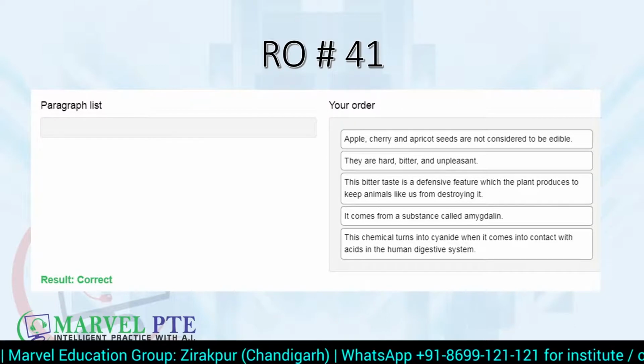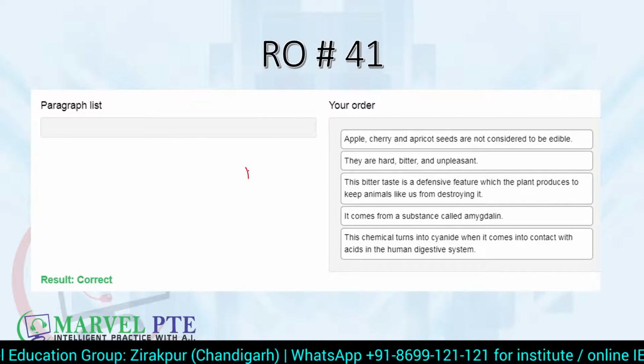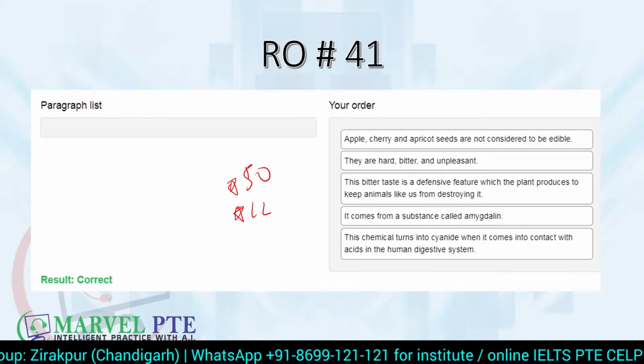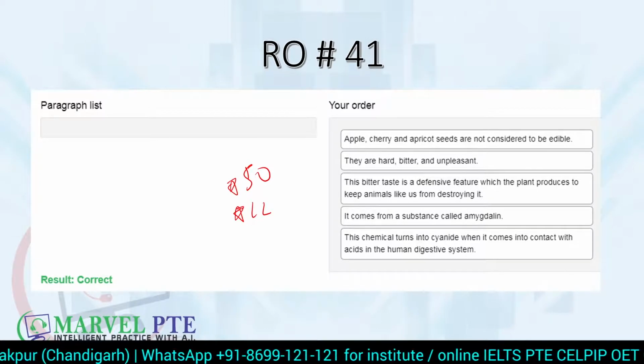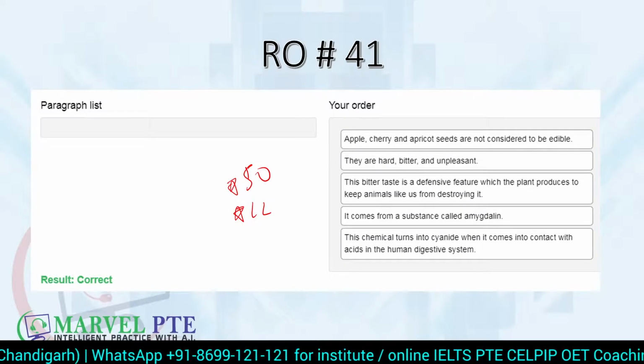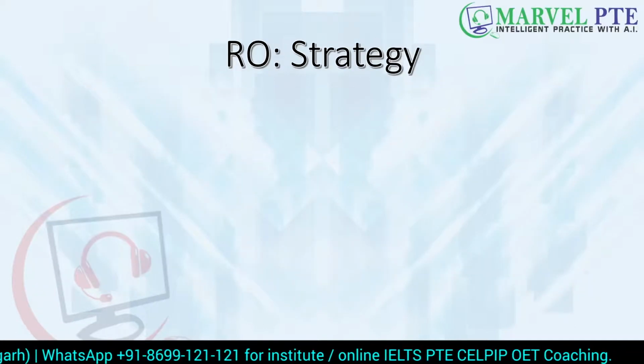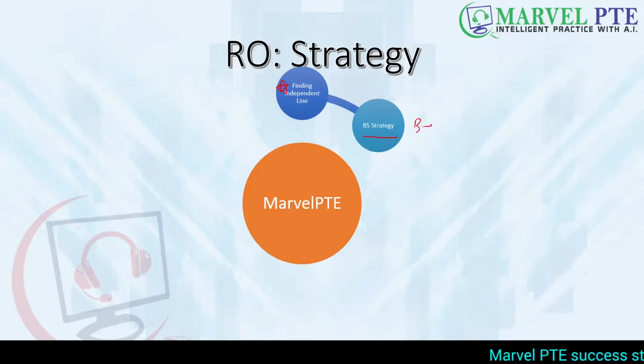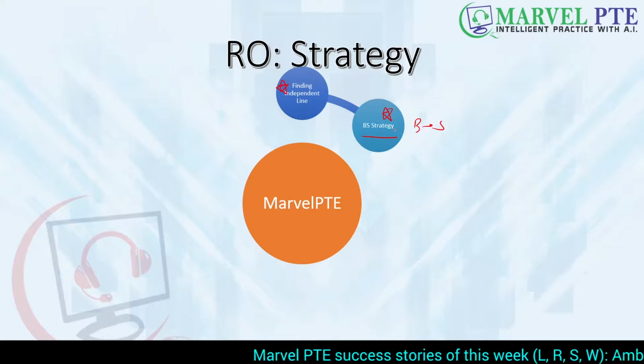So you see, if you are going to follow our strategies, our SO strategy, independent line strategy, you will be able to solve your reorder paragraphs quite easily. Okay, so what is the RO strategy? Our RO strategy is based on finding independent line. You have seen that. Then BS strategy, brought to specific strategy. आज हमने उसकी इम्प्लीमेंटेशन भी देखी. जैसे वो बिटर की बात हो रही थी, उसके बाद आपने बिटर टेस्ट की बात की, राइट.